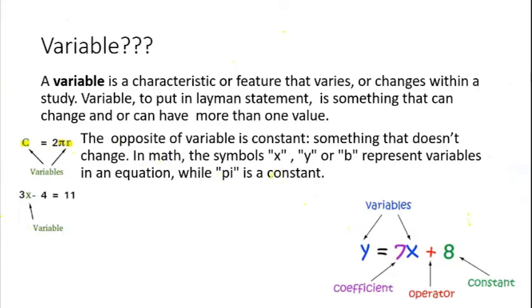A constant is the opposite of a variable. When we say constant, it is something that doesn't change. So like pi, it is always 3.14, right? The value of that. Whereas for the variables, they are the letters in the alphabet from A to Z. Any letters represent variables in an equation.